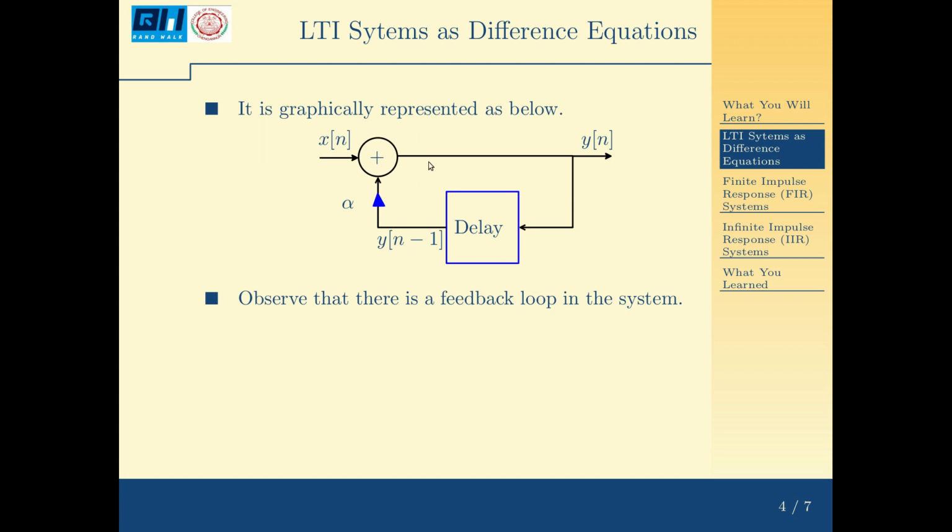Now this can be graphically put like this. This is my input x[n], and here there's a summation. So this is my output y[n]. This y[n] is fed back to the input through a delay element. So here it is y[n minus 1]. Then there is a multiplication by alpha, so it becomes alpha y[n minus 1]. So x[n] plus alpha y[n minus 1] becomes my y[n]. That is the system. Now you can see that there is a feedback loop in this system, a connection from the output to the input.